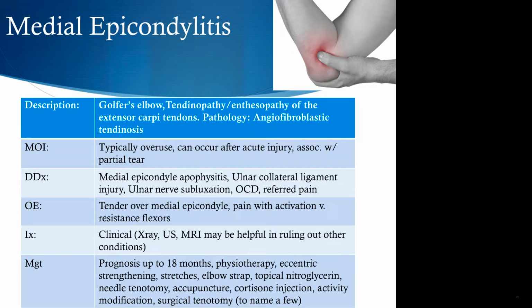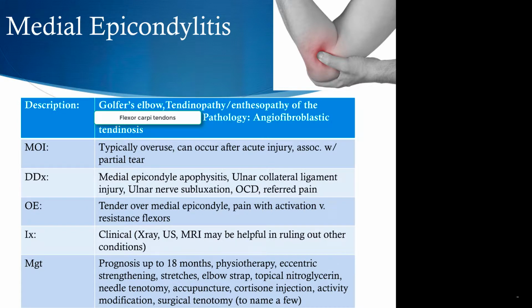Medial epicondylitis, also known as golfer's elbow, is the next condition we'll cover. Essentially, it's the opposite side of the elbow, on the inside of the elbow over the medial epicondyle. This is a tendinitis or tendinopathy or enthesopathy of the flexor carpi tendons. We'll correct that for the talk. The pathology, once again, is an angiofibroblastic tendinosis.